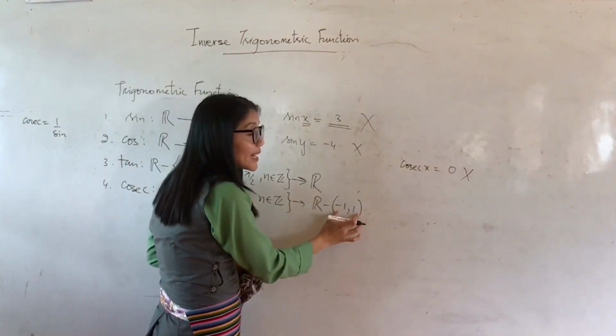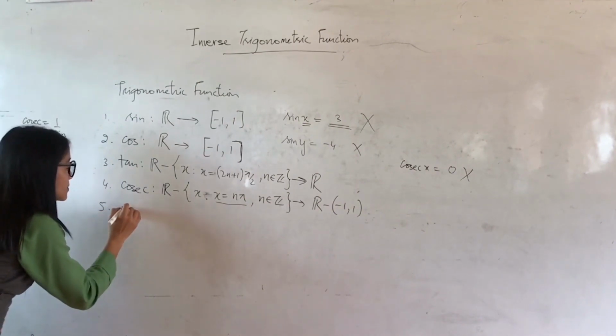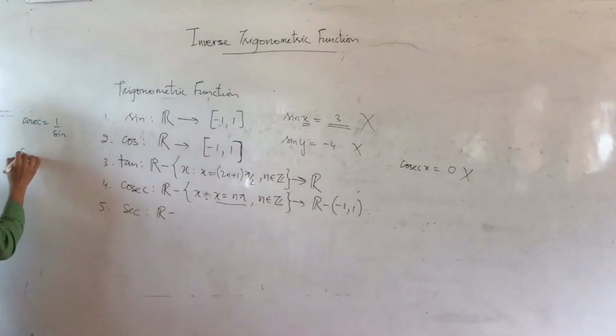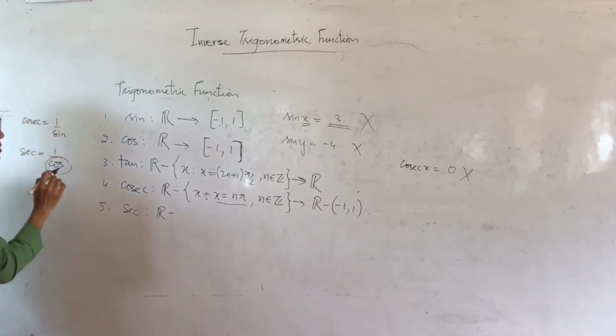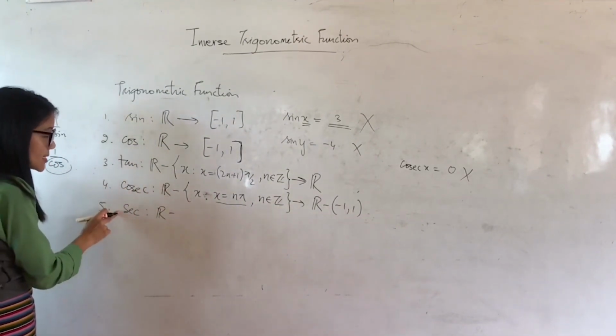Its value will not lie in this interval. So this is the range of cosec. And then we have the sec function. Sec means it is 1 upon cos, so it is the same as tan. The domain of tan and sec is the same.